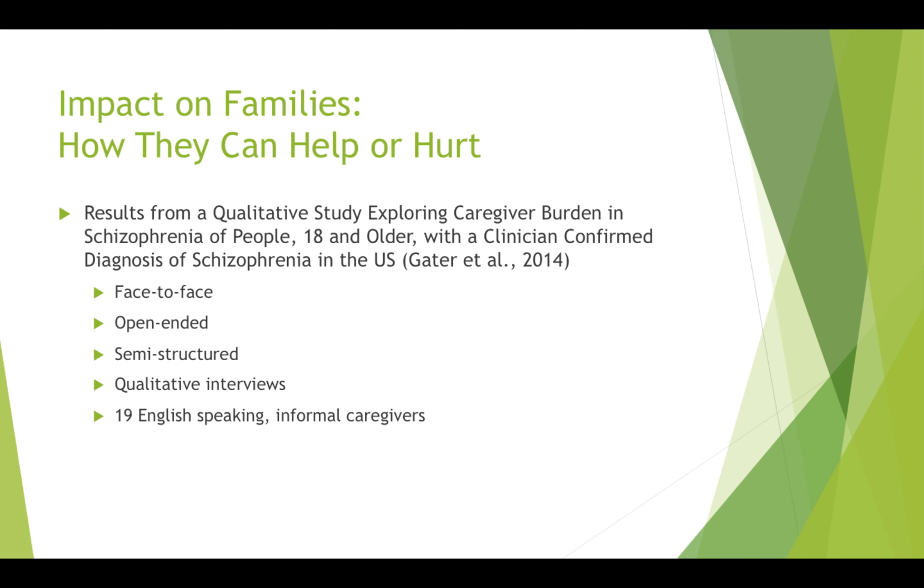There's quite an impact on families, and families can either, in some areas, be helped or hurt by loved ones experiencing schizophrenia. So schizophrenia can have a tremendous impact on those caregivers, which are usually family members. Gator et al. found in their qualitative study with 19 informal caregivers that this impact can entail many of these types of things. And this was accomplished through their face-to-face, open-ended, semi-structured interviews with those 19 English-speaking informal caregivers.